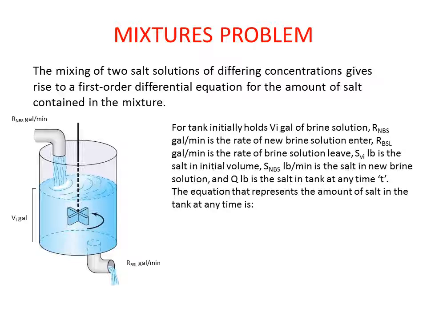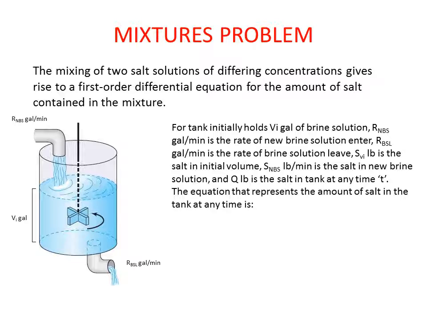So the tank initially holds VI gallons of brine solution, RNBS gallons per minute is the rate of new brine solution entering, RBSL gallons per minute is the rate of brine solution leaving, SVI in pounds is the salt in the initial volume, SNBS, new brine solution salt in pounds per minute, is the salt in the new brine solution, and Q in pounds is the salt in the tank at any time t.